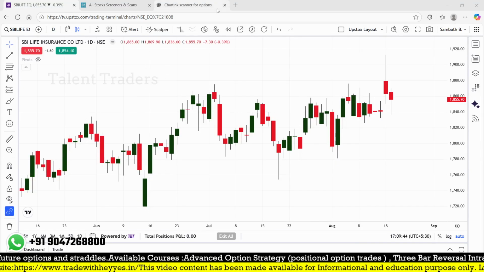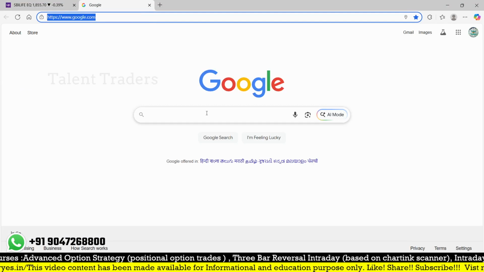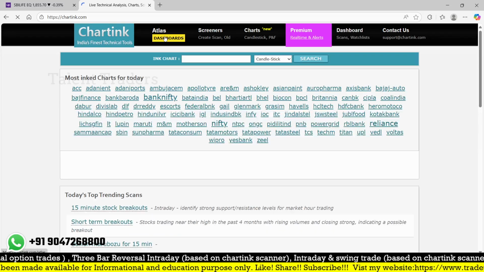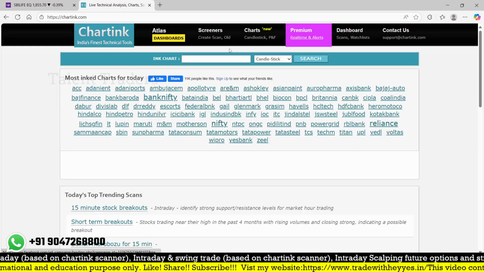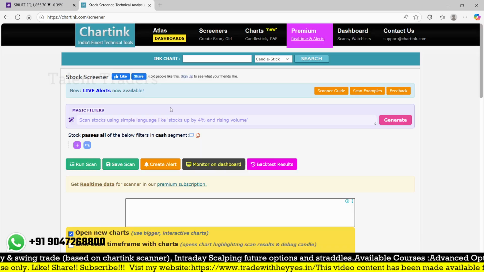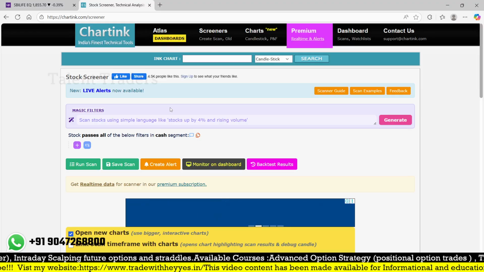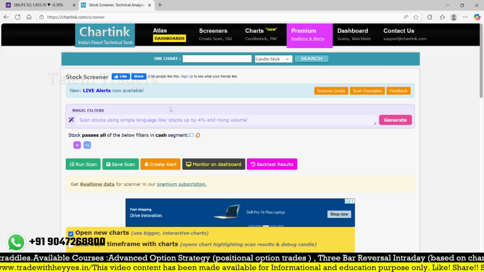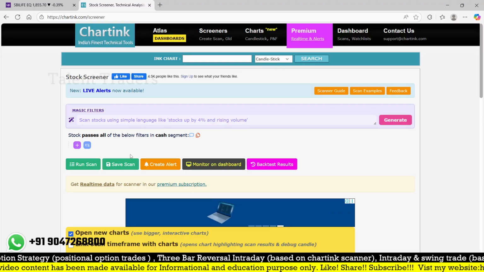Okay, so let me try to create this particular scanner with charting. Here I'm just going to find these things with option stocks only, that is, futures category stocks. We normally look for options when the stocks have good movement or volatility. That would be best suited for option buying. If the stock doesn't have much volatility, premium decay would be the major issue for option buying.